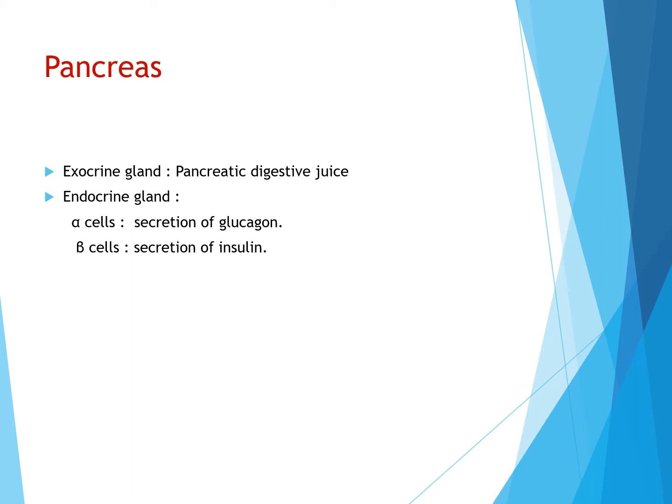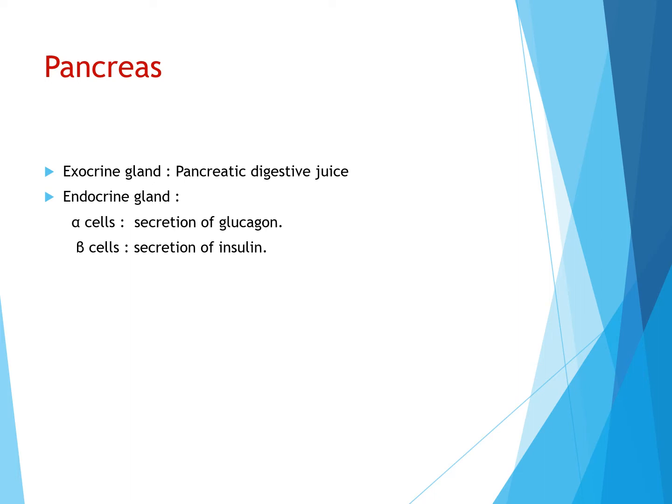The main organ, the main endocrine gland which is involved in diabetes is, of course, pancreas. Now, this pancreas, it's a mixed gland. It is an exocrine gland, and at the same time, it's an endocrine gland. The exocrine gland secretes the pancreatic juices, the digestive juices, which are drained into the gastrointestinal tract, and they help in the process of digestion.